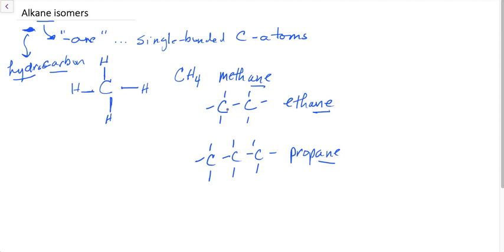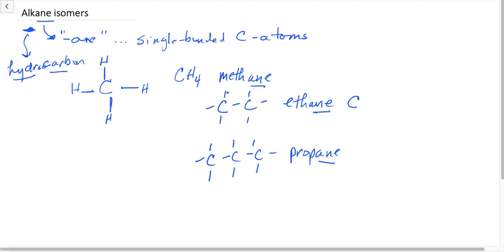So right here we can see this is C2, H1, 2, 3, 4, 5, 6. Here you can see this is C3, H2, 4, 6, 7, 8.